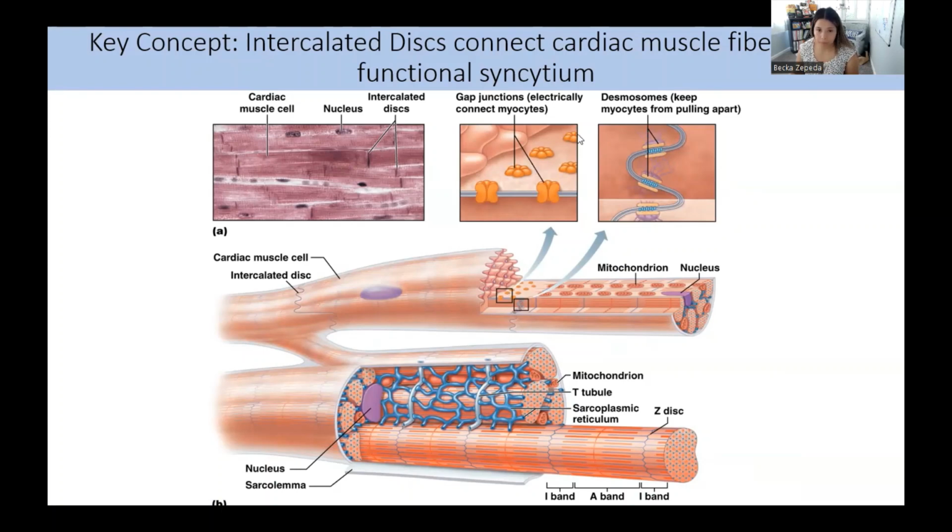And also, in those intercalated discs, you're going to find desmosomes. So desmosomes are the junctions that contain anchoring proteins on the inside of each cell, so that when the heart does contract and those cells kind of pull apart from each other as they're shortening and lengthening, those cells don't rip apart. So it anchors them together. So even though the shape of those cells is changing because they are contracting, they're not going to pull apart from each other.